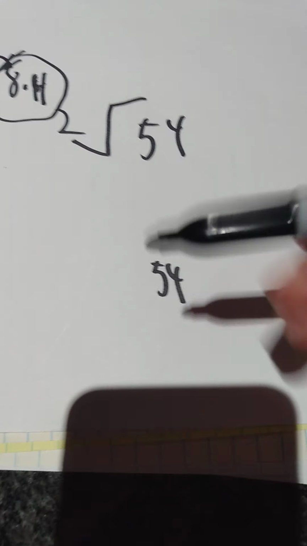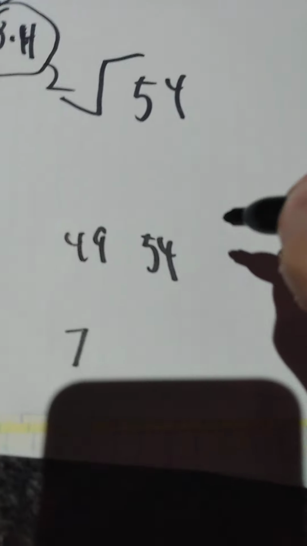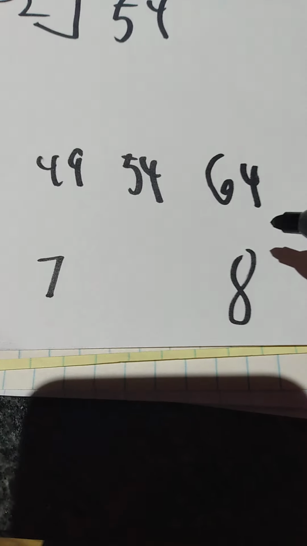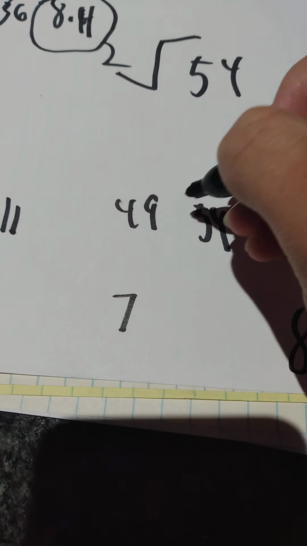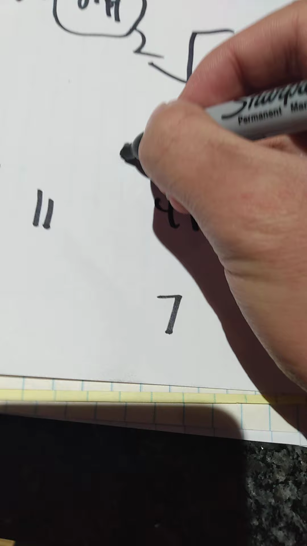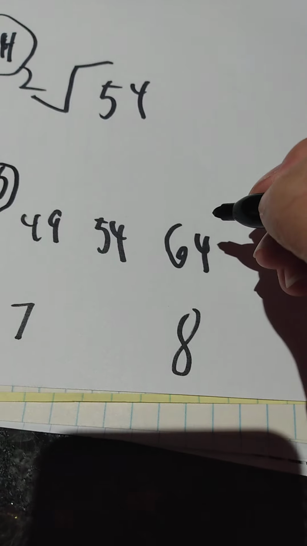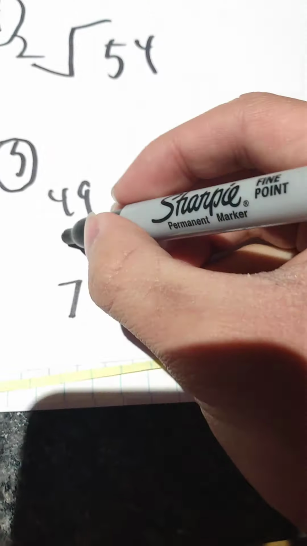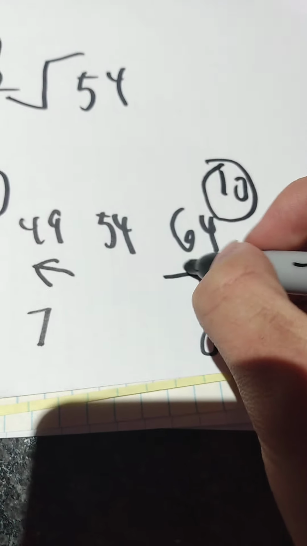49 is the square of 7, and 64 is the square of 8. What do you think is closer? Well, 54 and 49, the difference is that they're 5 away. The difference between 54 and 64 is 10 away.